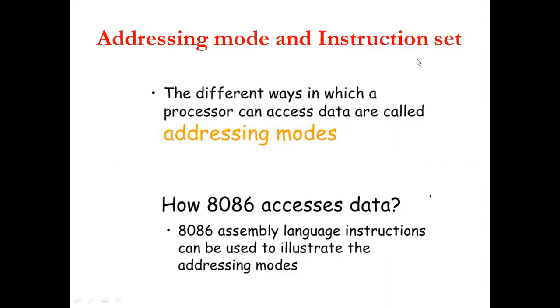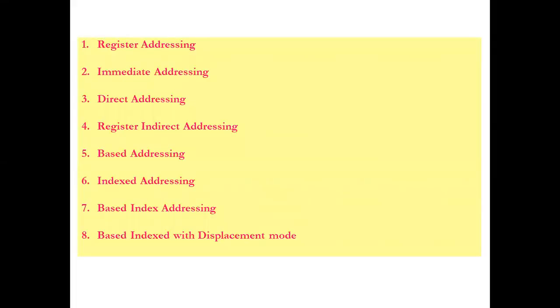Instructions can be used to illustrate the addressing modes. There are different types of addressing modes, the different ways in which the source operand is specified. We also know what the opcode and what the operand is in a microprocessor instruction. The way in which a source operand is denoted in an instruction is known as the addressing mode. First of all, we divide the addressing modes of the 8086 into 8 parts.